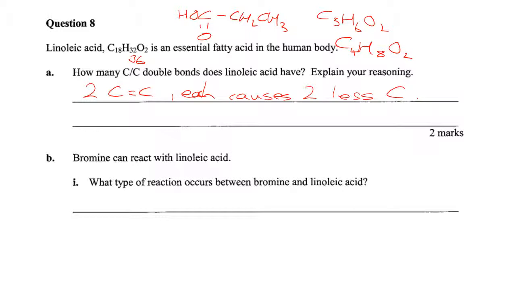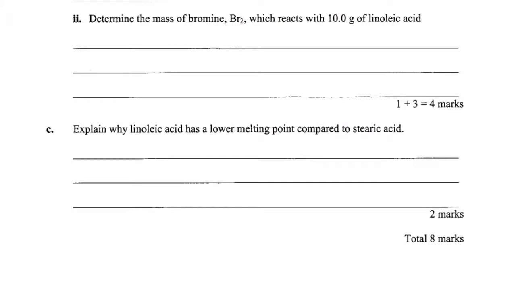So this is actually going back to our straight organic chemistry stuff, but we're thinking about the bonds that are present. If it's got double bonds present, they can undergo addition. So we can just add bromine into the double bonds on the linoleic acid. Determine the mass of bromine which reacts with 10 grams of linoleic acid. So firstly, we need the number of moles of linoleic acid in 10 grams. So this is just n equals 10 over the mass of linoleic acid.